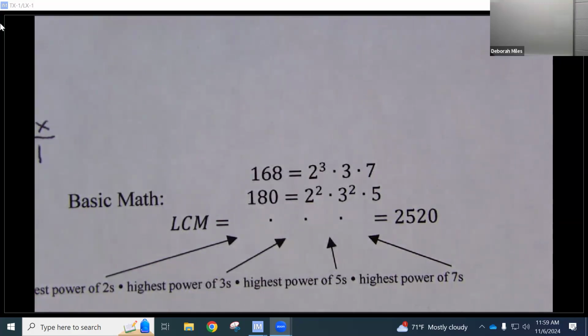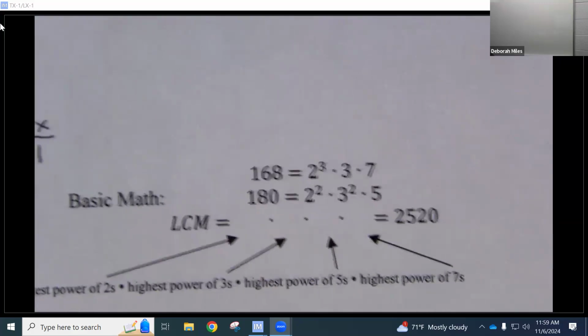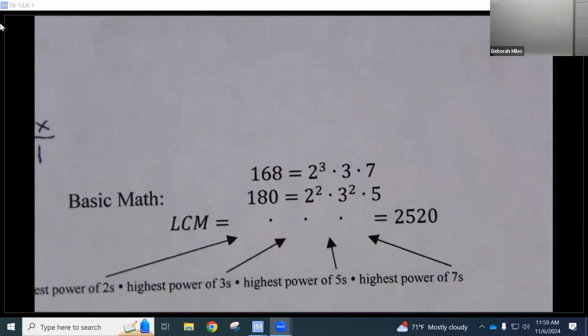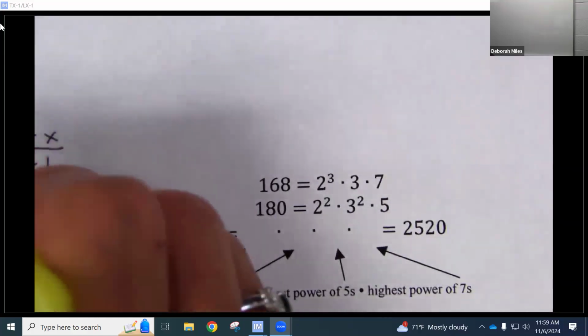The GCF of 10 and 12 would be 2. 2 is the biggest thing that will go into both of them. But if I say what's the LCM of 10 and 12, then I'm not talking about 2. I'm talking about 60. They will both divide into 60 evenly. So make sure you understand the difference between GCF and LCM.